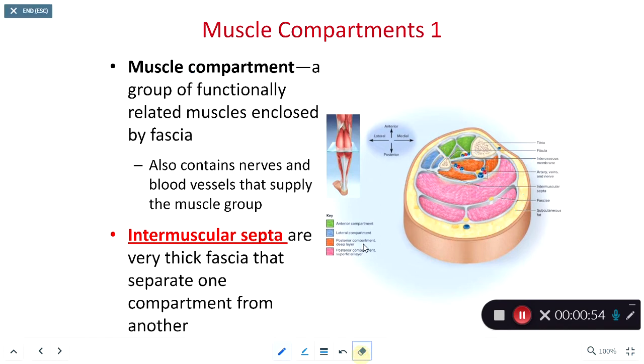Within these compartments, we're also going to have blood vessels and nerves that supply those major groups. And it's worth emphasizing that these compartments are enclosed or encapsulated by fascia, or connective tissue.